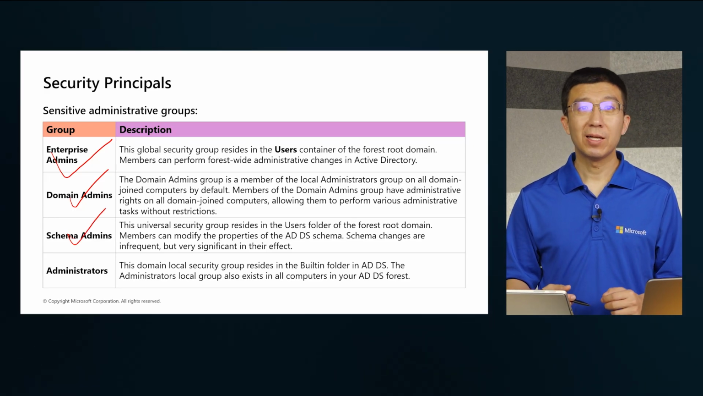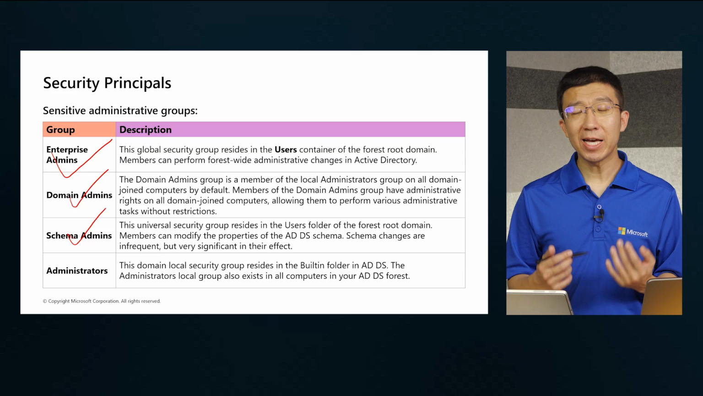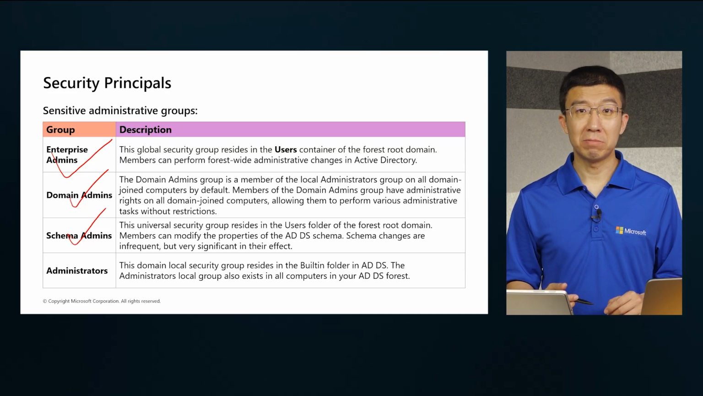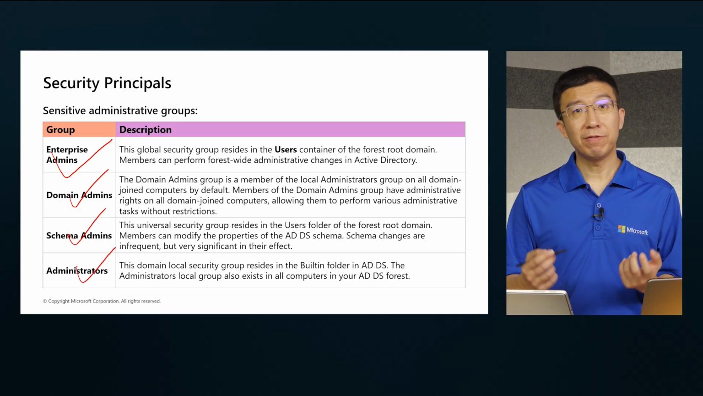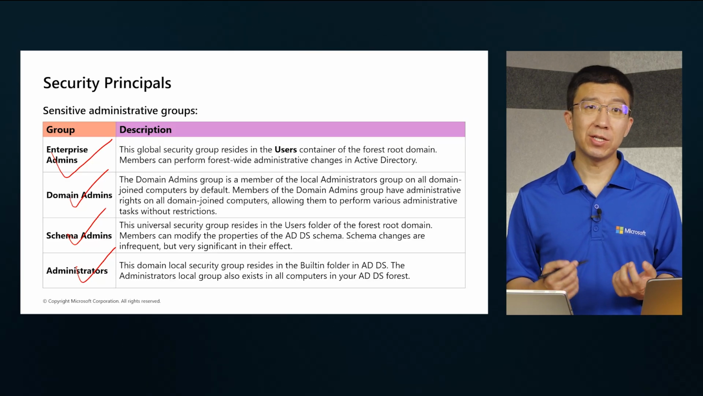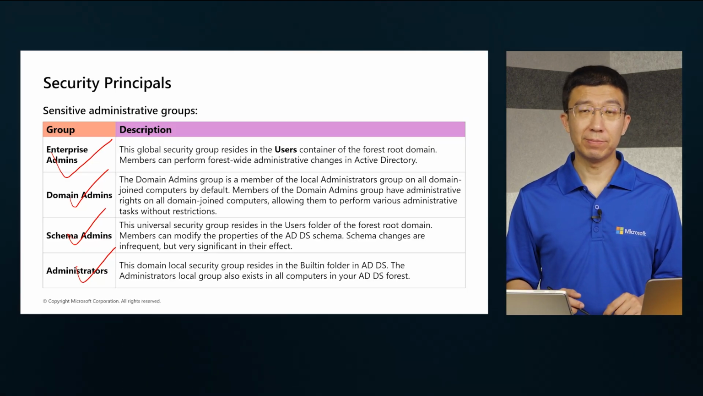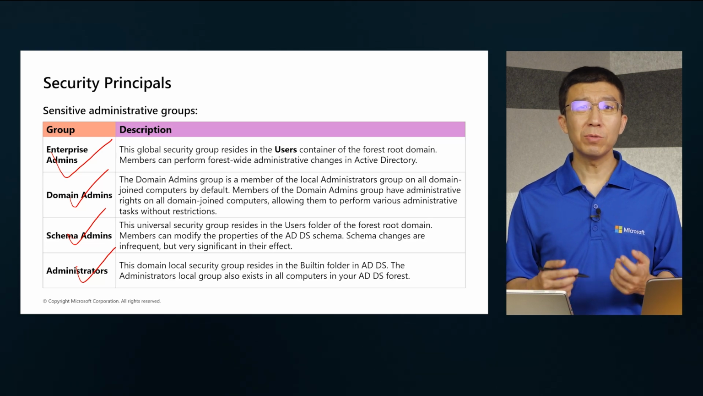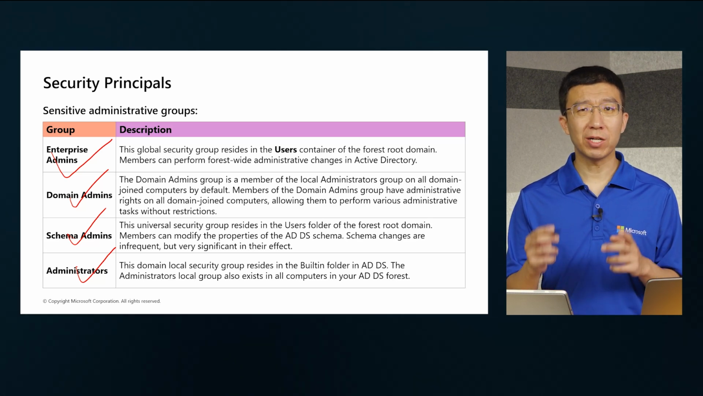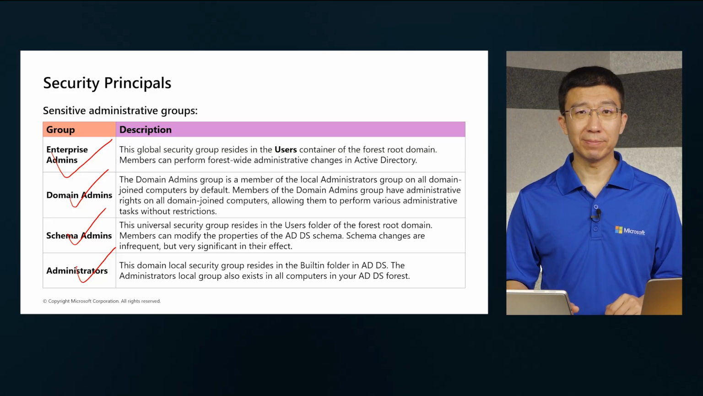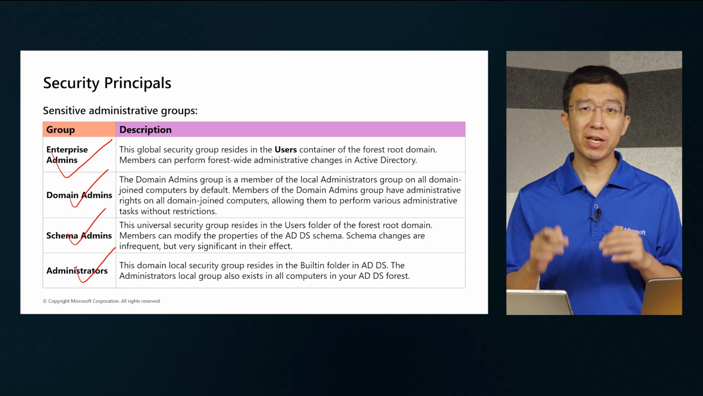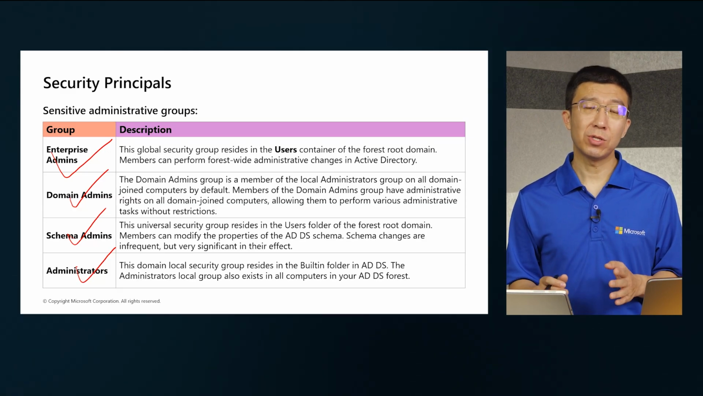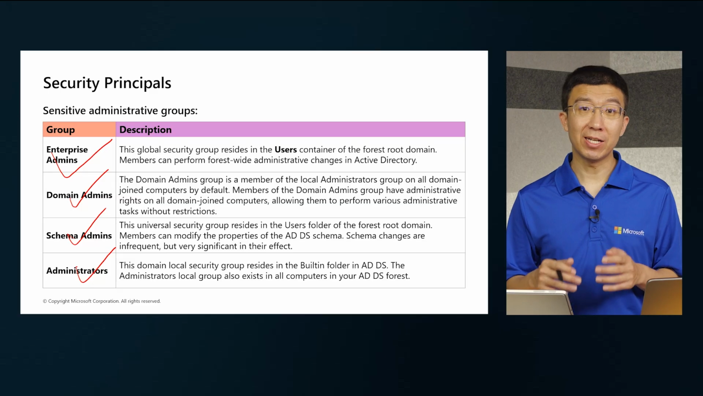Schema admins can modify the AD DS schema, which is a rare but powerful privilege. And administrators have unrestricted access to the domain or computer. Understanding who belongs to these groups is critical for maintaining security. Always review group membership and limit them to only those who truly need elevated access.